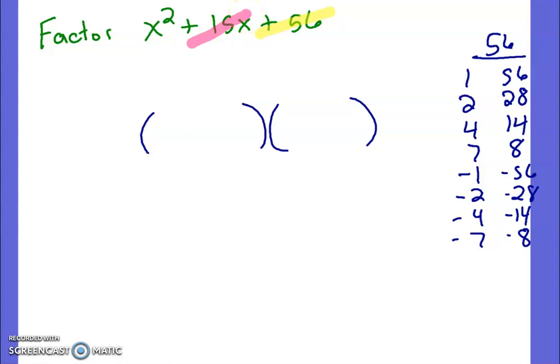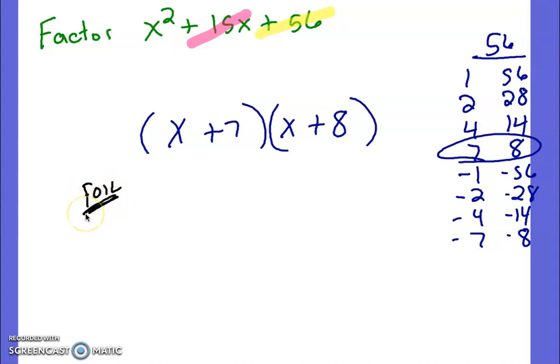So if you go through them and find out which one actually adds together to give me 15, it's 7 and 8. So x plus 7 and x plus 8. The order doesn't make a difference. So if you wanted to write x plus 8 first and then x plus 7, it does not make a difference. Now to check this, I just want to emphasize, this is my answer, x plus 7 times x plus 8, that is my answer.